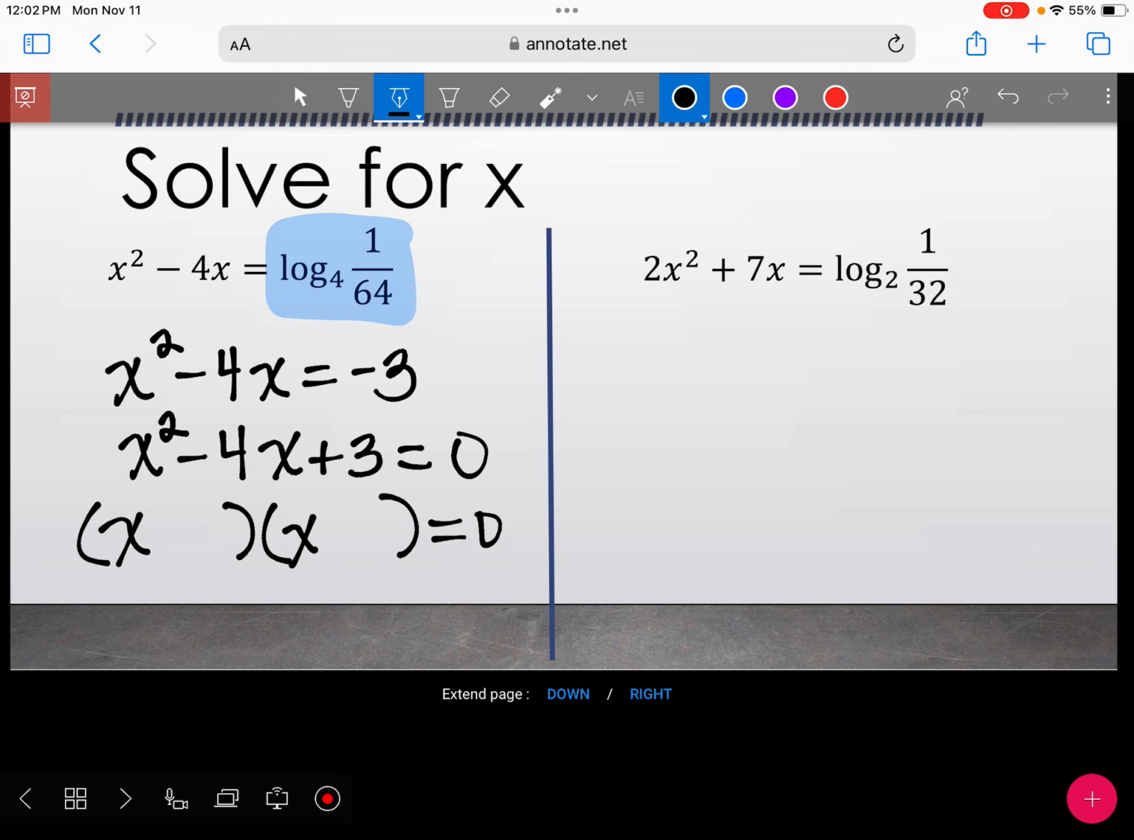Okay, so you need two numbers that multiply to give you 3 and add to negative 4. What would be your two numbers? Negative 1 and negative 3. Set them both equal to 0. So you would get x equals positive 1 and x equals positive 3.